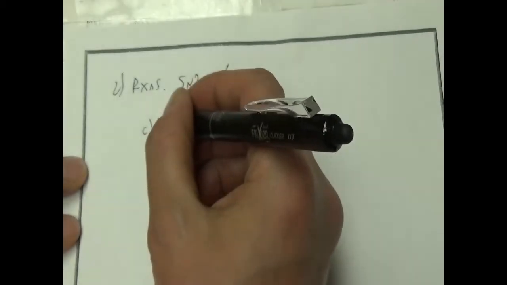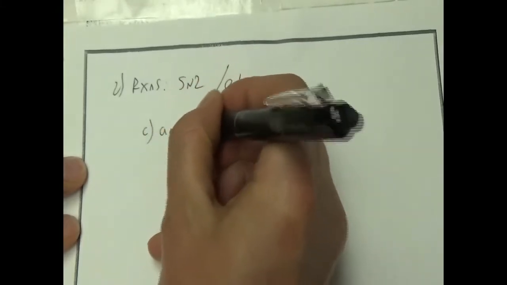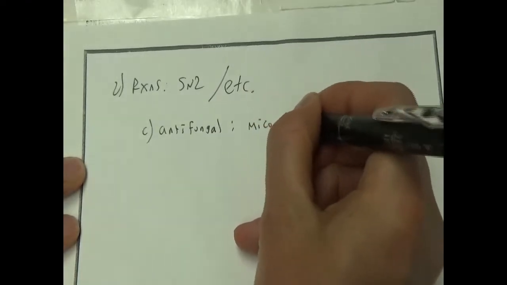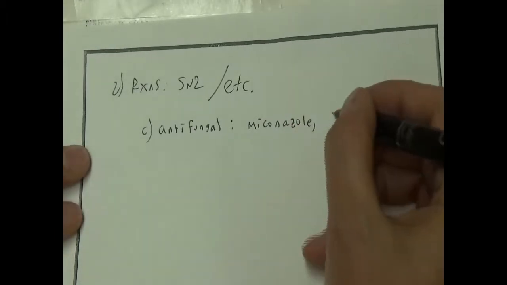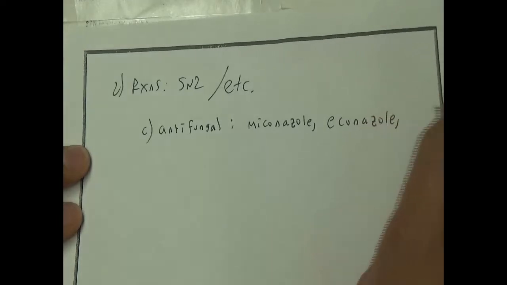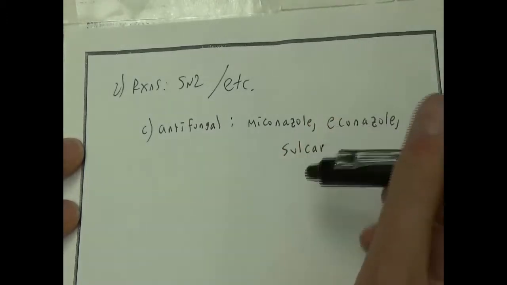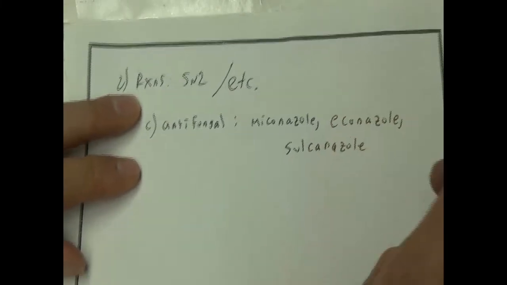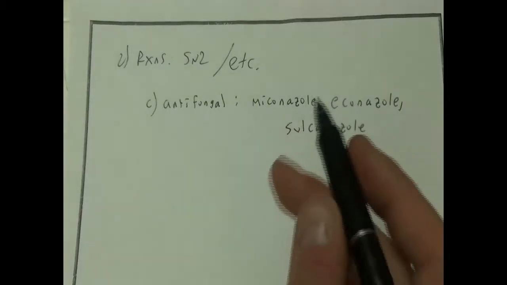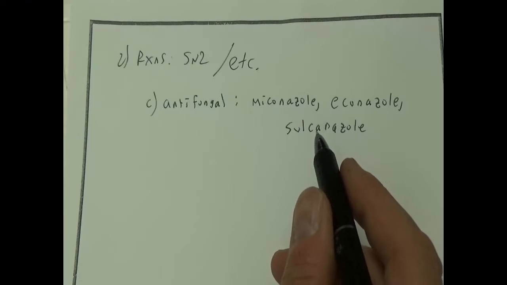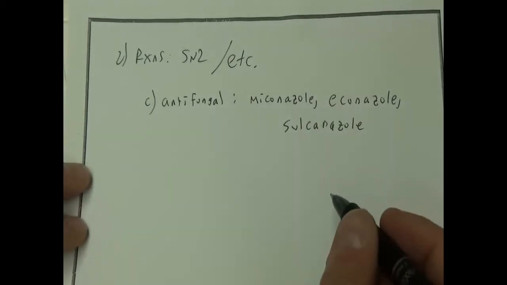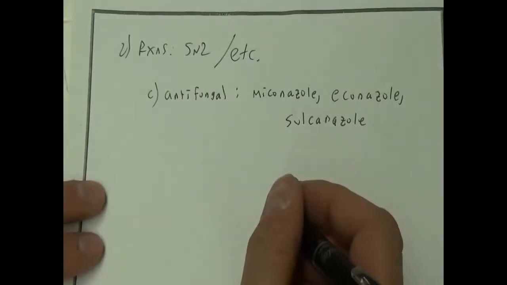So miconazole, econazole, and sulconazole. Okay, so these are just kind of simple, small molecule drugs that are used in all sorts of fungal infections and things like that. And we can make them using basic organic 1 chemistry. So let's just show how we'll draw the product and then we'll show how we make it.